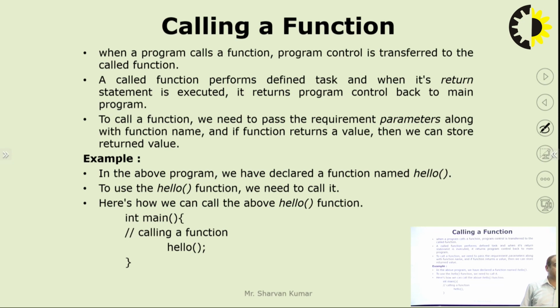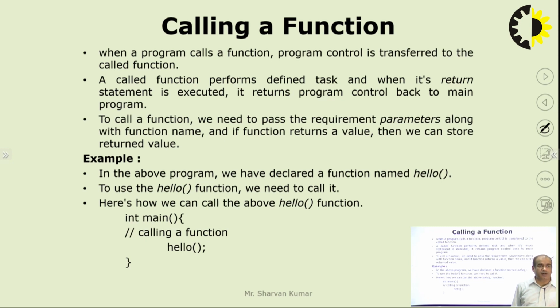So calling a function means when a program calls a function, program control is transferred to the called function. A called function performs the defined task. When its return statement is executed, it returns program control back to the main program. To call a function, we need to pass the required parameters along with the function name, and if the function returns a value, we can store that return value in a particular variable.